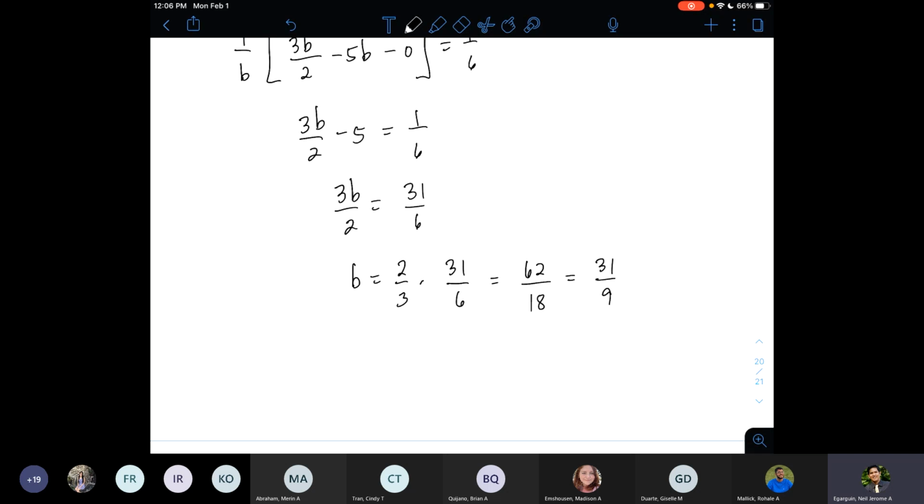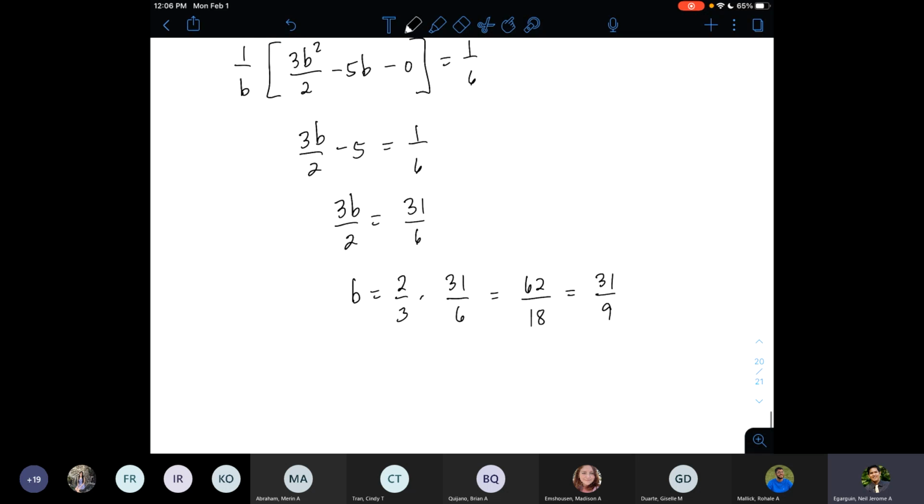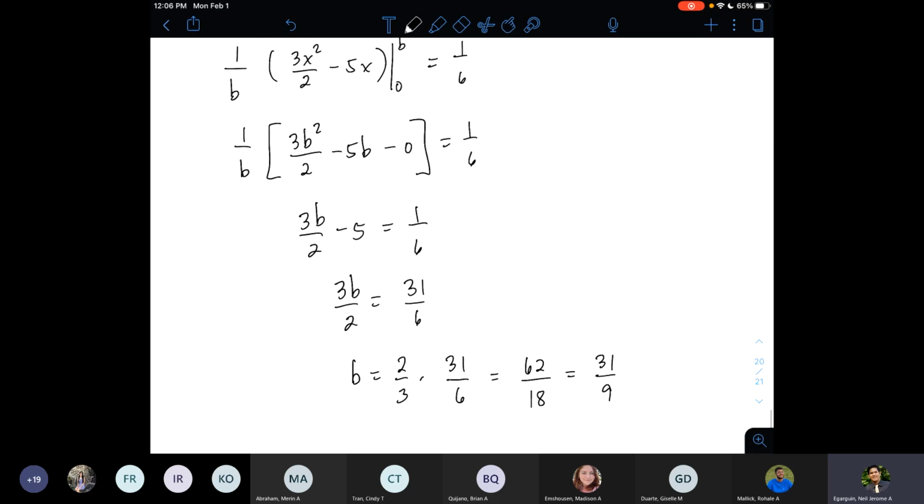I guess the answer was 14 over 9. Did I do some arithmetic errors here? Let's see. Can you guys spot? 9 is an answer choice for that problem. Oh, come again, Robert? I didn't catch that. 13 over 9 is an answer choice.